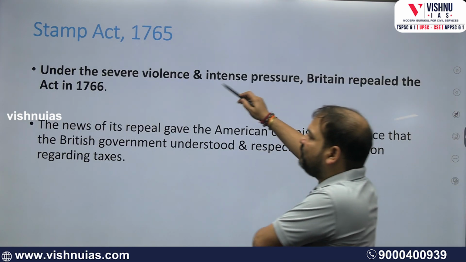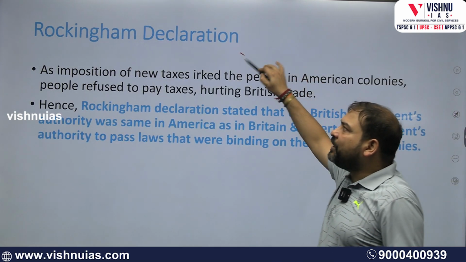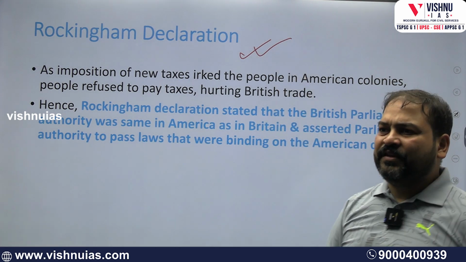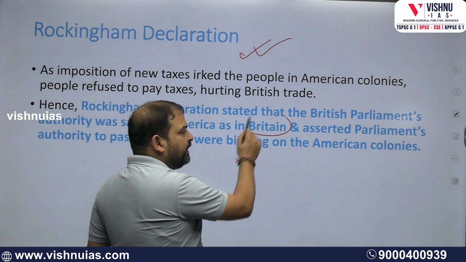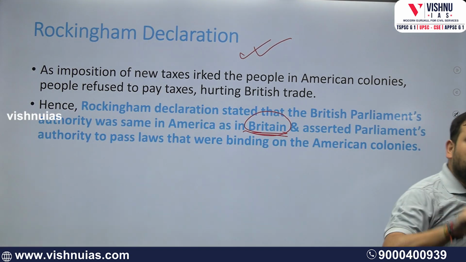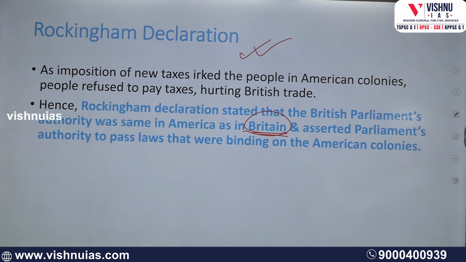The declaration's name is the Rockingham Declaration. Basically, the British wanted to tell through this declaration that our sovereignty over America is similar to our sovereignty over Britain. That is, we can make any law with regards to America. The British Parliament is sovereign, supreme. They can make any law, just like they make laws for Britain that are applicable on the entire country. Similarly, laws made for America would be totally applicable there also. This is very, very important.